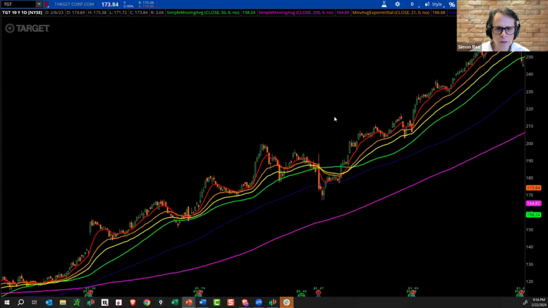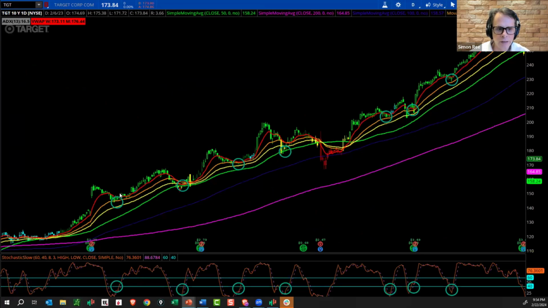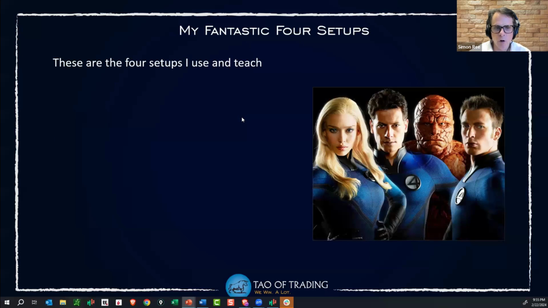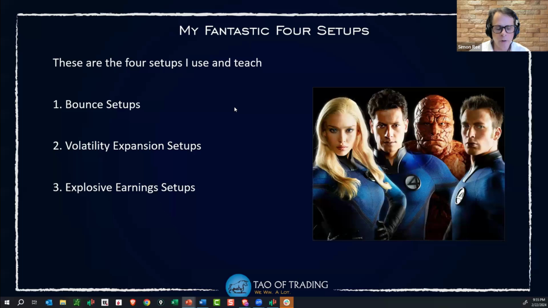Another example in an uptrend, and this is when we put the indicators on, and you can see again, one, two, three, four, five, six, seven profitable trading opportunities in a row on that stock. And again, you wouldn't have entered a trade here because the moving averages are rolling over. So very simple, very powerful, very visual, very intuitive, but it's simple. I've got what I call my fantastic four setups. They're the bounce setups, which I've just run through, the volatility expansion setups, explosive earnings setups, and counter trend setups. With those four setups acting in concert, we can be profitable in any market condition.